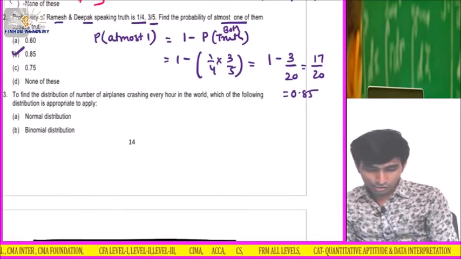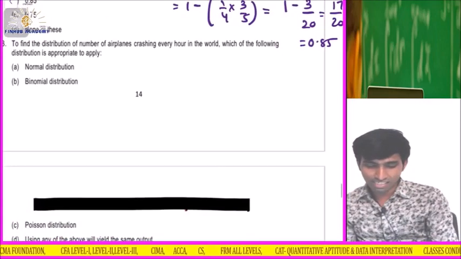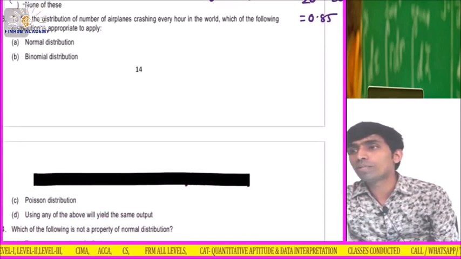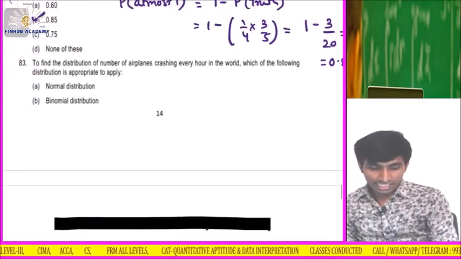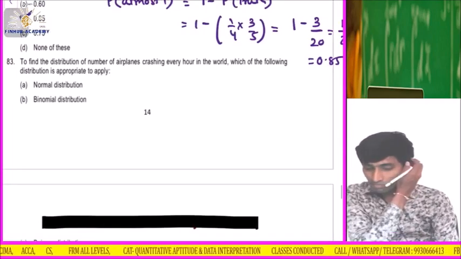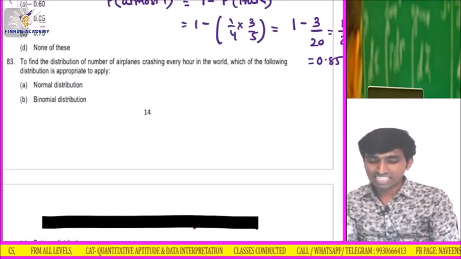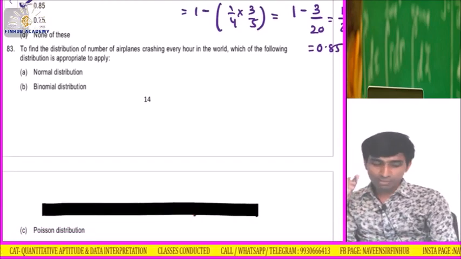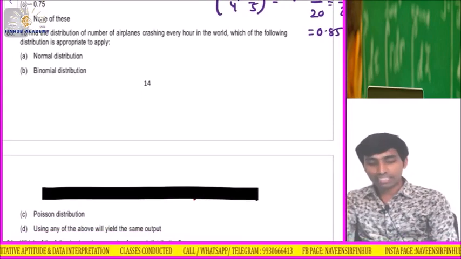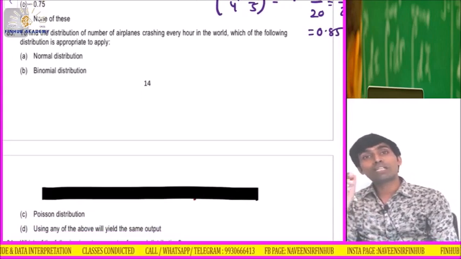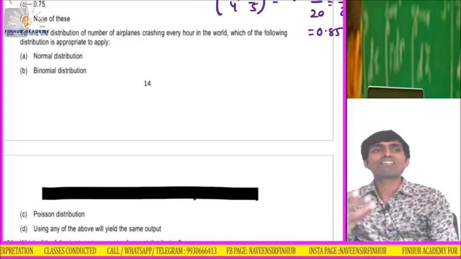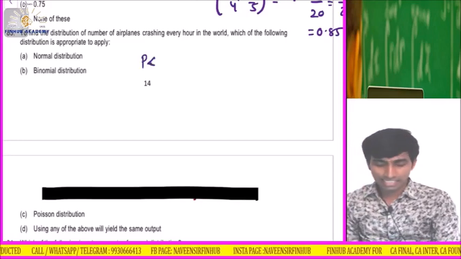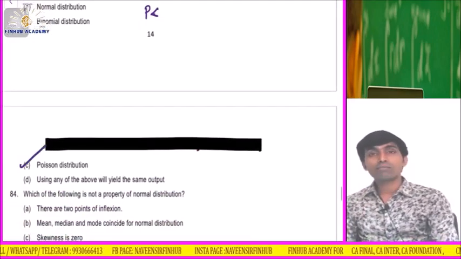To find the distribution of the number of airplanes crashing every hour in the world, which distribution is appropriate to apply? Okay, this is the 83rd question. Tell me one thing, do aeroplanes crash every minute, every hour? No. If you try to calculate the probability, it is very low, 0.00 something, and when the probability is very low, the application will be Poisson distribution.